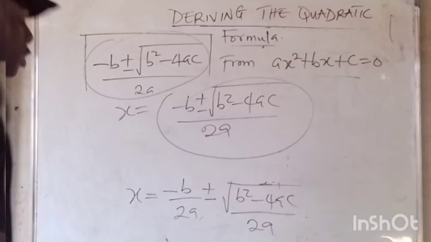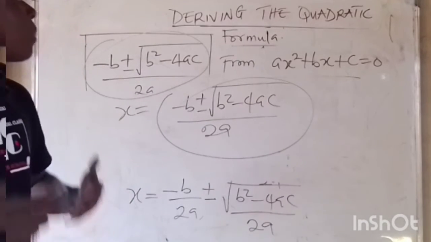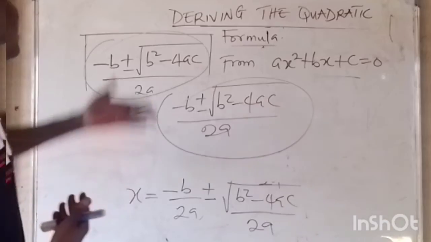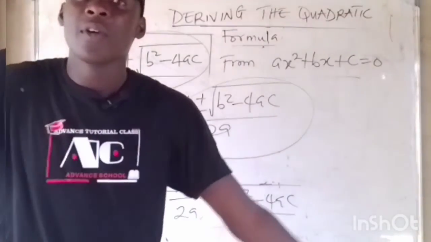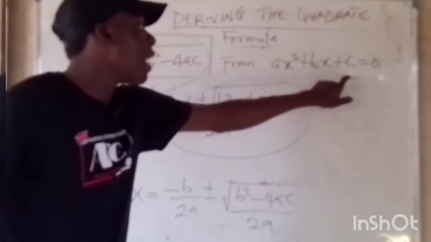Now, you can agree with me that this is the same thing as this. So I've proven to you how to derive the quadratic formula from the standard form of a quadratic equation, which is ax squared plus bx plus c.